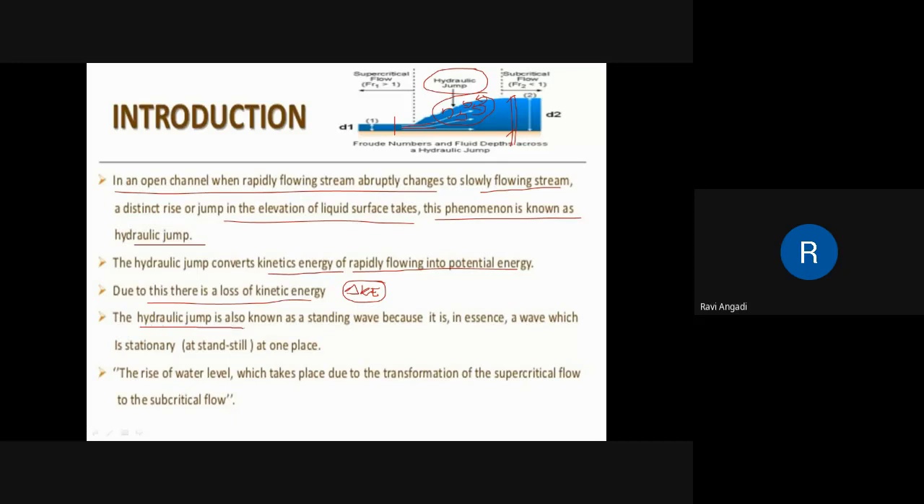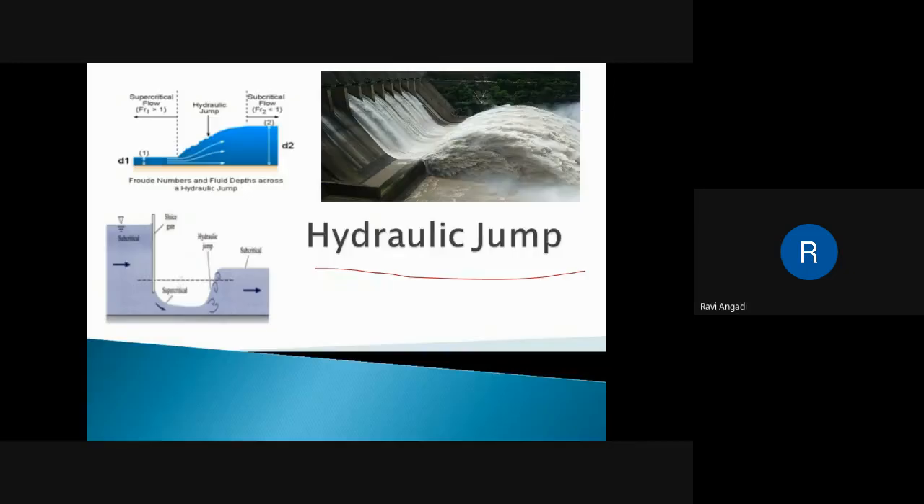Then the hydraulic jump is also known as a standing wave, because it is in essence a wave which is stationary. A wave that is stationary, at a standstill at one place, is called a standing wave. The hydraulic jump is also called a standing wave. Look here, this is called a standing wave, like this hydraulic jump.